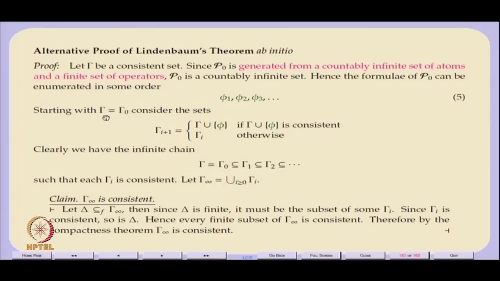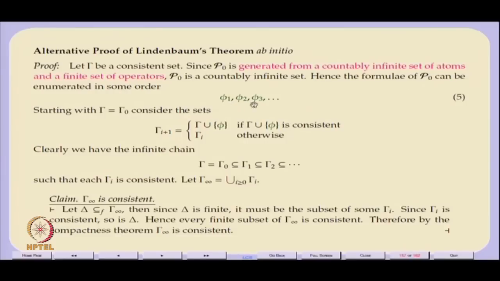I start with a consistent set gamma. Okay. It is a consistent set. We are already looking at consistency as a property of finite character. But now we can start with a consistent set gamma, call that gamma naught. Just go through this enumeration and add all the formulae in the enumeration, and keep building gamma I plus 1 and so on and so forth, so that you maintain consistency. So, you get this infinite chain of consistent sets.